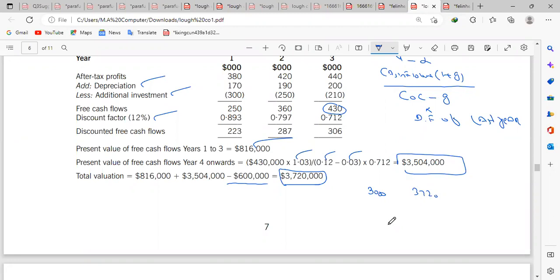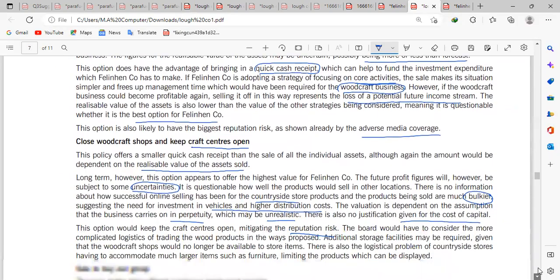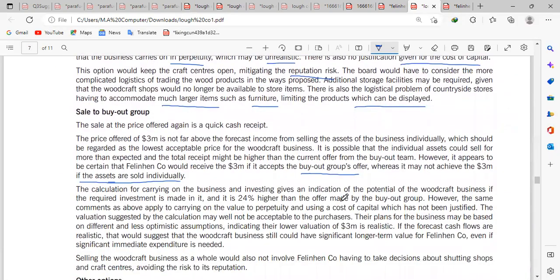3720 minus 3000 divided by 3000 multiplied by 100. How much? 24. 24%. Yes. So this is the 24% calculation which the examiner has performed. The examiner is telling you that the calculation of carrying on the business, meaning you have put in the funds, gives a value 24% higher than the offer made by the group.